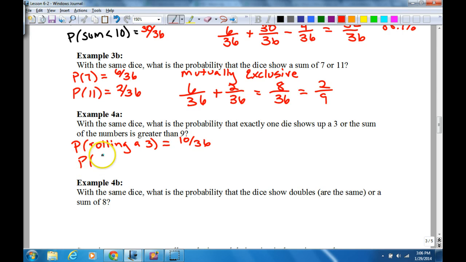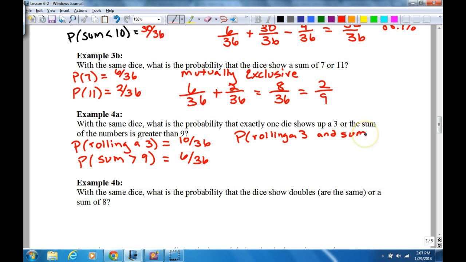Probability of rolling a sum greater than 9. Six out of 36, right? Okay? So now we need to also find out our probability of rolling a 3 and rolling a 9.